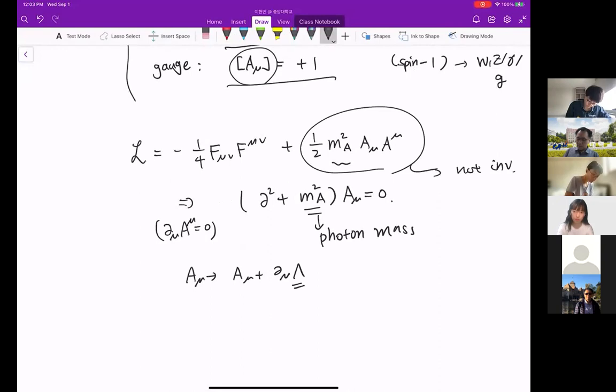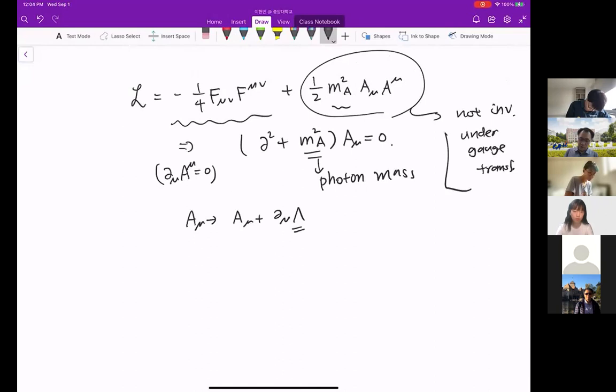Under the gauge transformation, right? So it is not good. So this connected term is good, but the mass term is not good. We know that, as you said, the W or G boson must satisfy this equation.